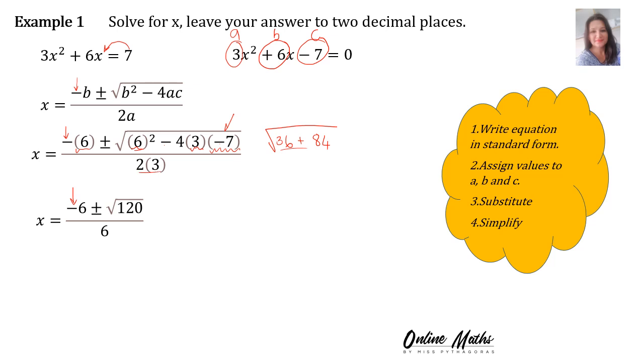And now we're going to split the sum. Can you see you find a plus minus there? So that means your first answer will be x is negative 6 plus root 120 over 6, or, and then the other one takes the minus. X is negative 6 minus root 120 over 6. And then we are back here.